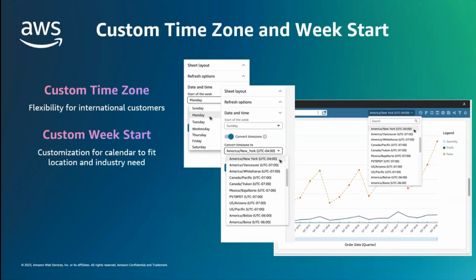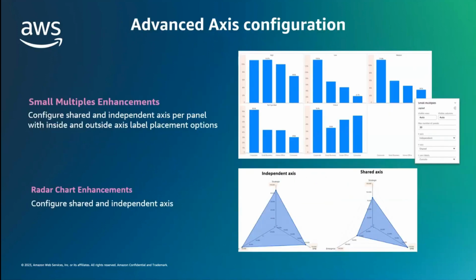Okay. And a couple of enhancements that were added a little earlier this year were also based on some advanced axis configuration for small multiples, right? So you can actually configure shared and independent axis per panel, whether it's inside or outside the axis label placements for both, right? So you have a lot of flexibility configuring the panels for the small multiples.